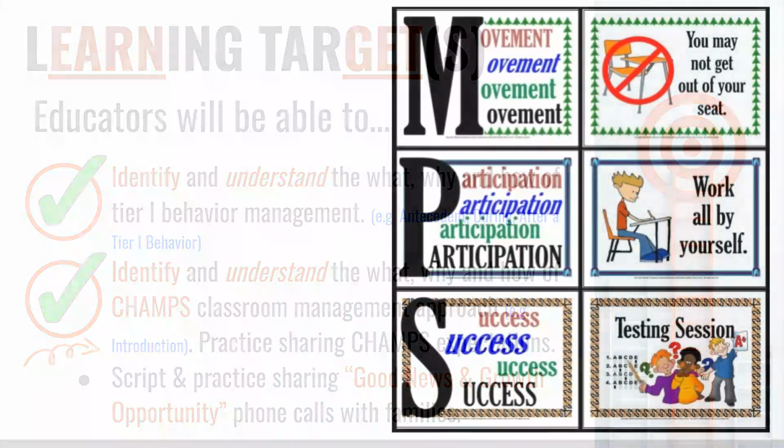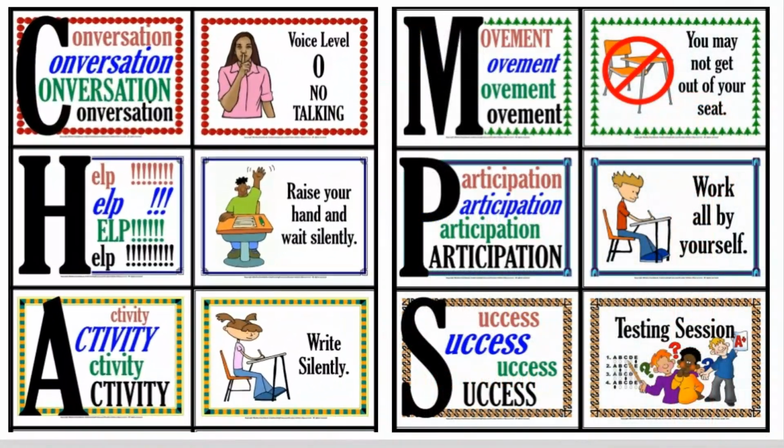We would start off with this example of CHAMPS. In the previous section, we reviewed that CHAMPS stands for: C is conversation, H is help, A is activity, M is movement, P is participation, and S is success. With this acronym, we look at an example of what a teacher created as their visual cues.